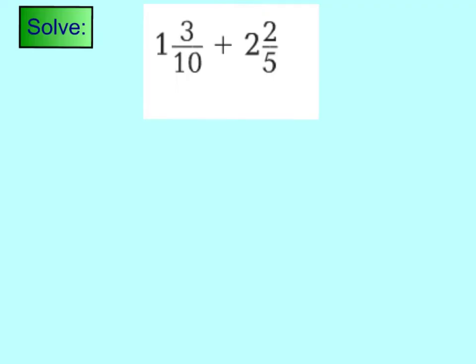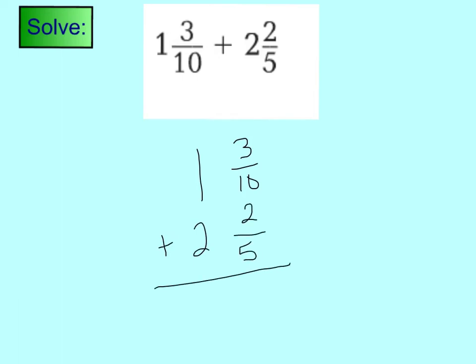Here's our next problem, 1 and 3/10 plus 2 and 2/5. So I'm going to write this problem for us vertically so it's easier to see. So 1 and 3/10 plus 2 and 2/5. Now, I would like you to try to solve this problem on your own, and we can check over it when you get done. So go ahead and press pause, work out the problem, and press play when you're ready to go over the answer.